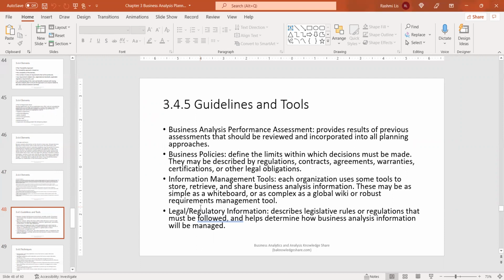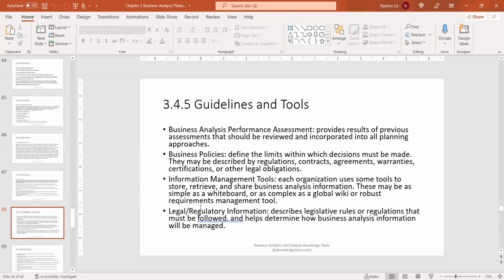Each organization uses some tools to store, retrieve, and share business analysis information. These may be as simple as a whiteboard, or it could be anything like Confluence or Jira. So those are the items that need to be considered when performing this task.